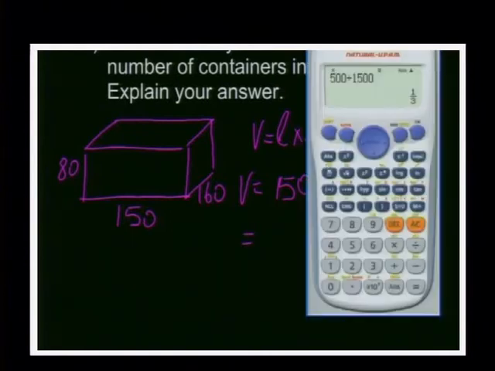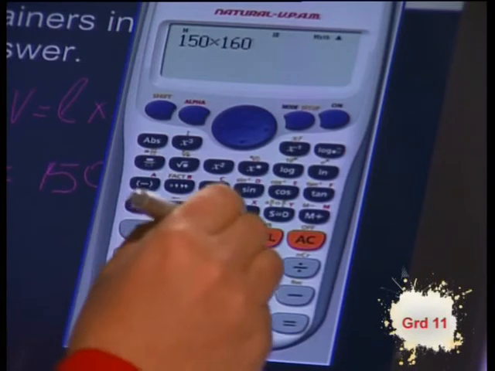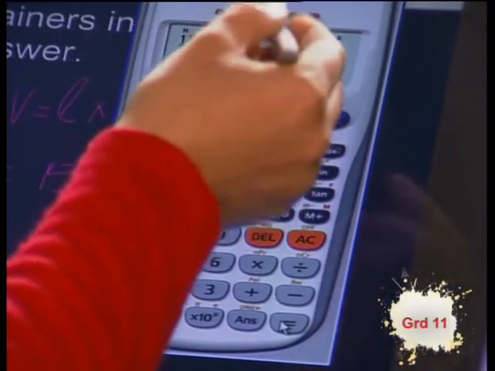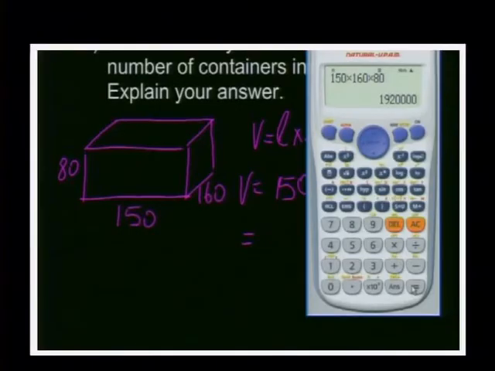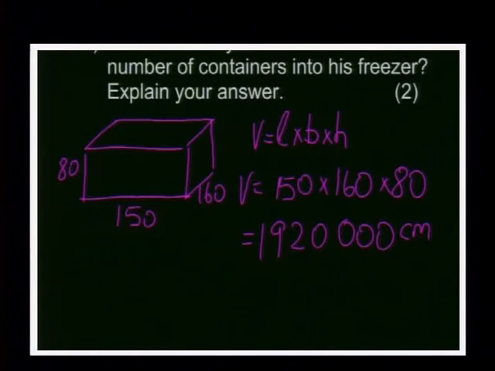And let's do the calculation on the calculator. 150 times 160 times 80. And I end up with 192 and lots of zeros. How many zeros are there? 4 zeros. So let's go back and write that answer in. 192, 0, and another 3 zeros, and the unit. Don't forget your unit. So what were we dealing with? We were dealing with centimeters, and it's volume, it's three-dimensional, so it's centimeters cubed.